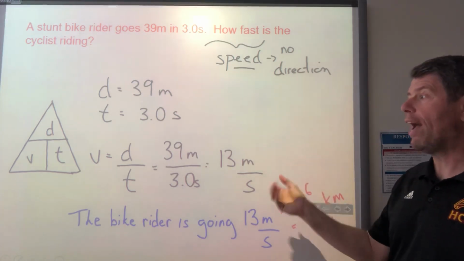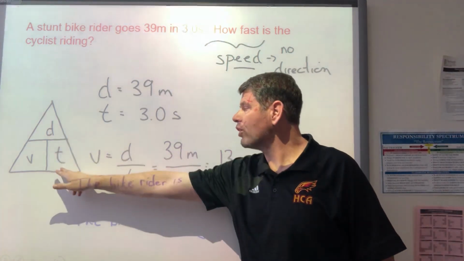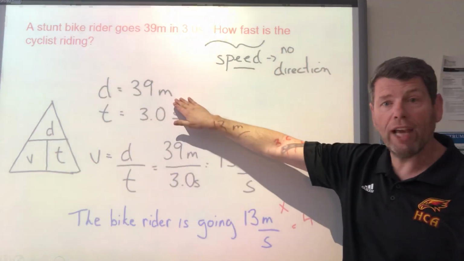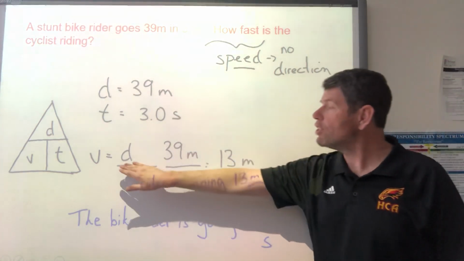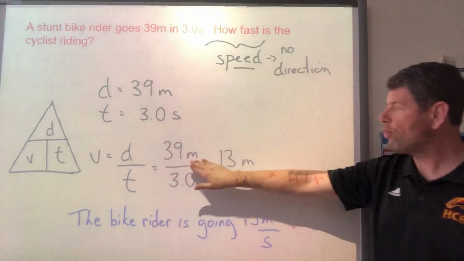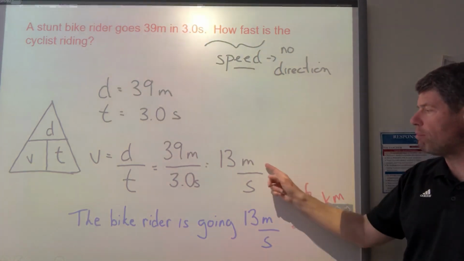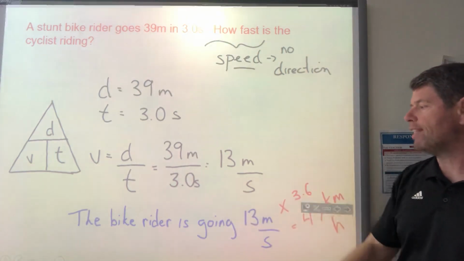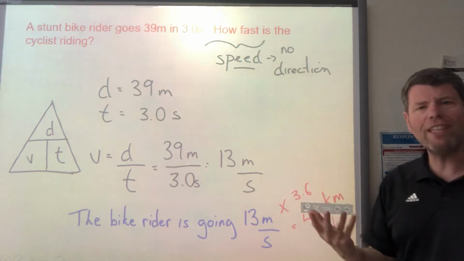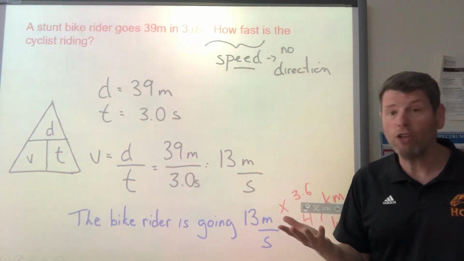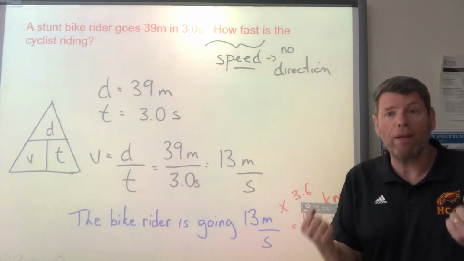So remember, we had a formula to calculate speed. Speed is equal to distance over time. Our distance given is 39 meters. Our time is 3 seconds. Very straightforward question. Speed is equal to distance over time, 39 meters over our 3 seconds. That reduces to 13 meters per second. So the final statement is that the bike rider is going 13 meters per second. Now, quite often we don't think in terms of meters per second to have a grasp on how fast or slow that motion is.